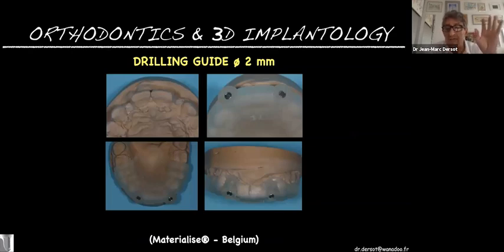So through my simulation, I send all the information to a company based in Belgium, whose name is Materialise, and they send me a drilling guide, as you can see, in resin. It goes on the occlusal aspect of all the teeth, also on the palatal and the buccal aspect. And I was able to go through the guide with my 2 millimeter first drill. And after, it was easy to insert the other drills.